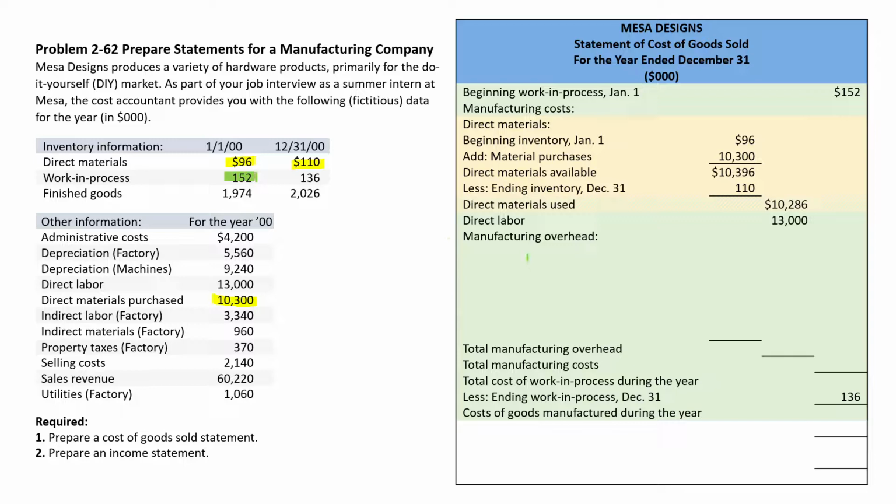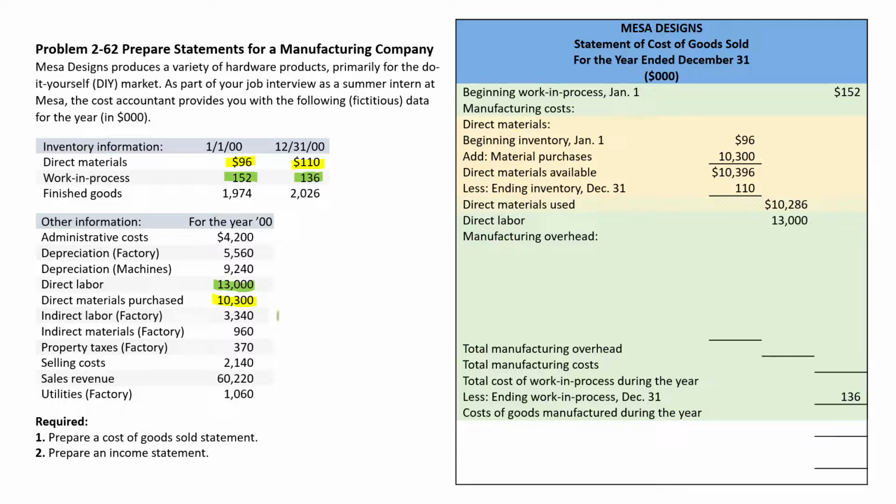I'm going to skip the additions for now and come back to that. Eventually, I'm going to subtract out the ending work in process balance at December 31st, which is $136. But I need to add in any additions. If you recall, the additions, the three major forms of cost, are direct materials, which we already calculated as 10,286, direct labor, which we're given as 13,000, and also manufacturing overhead.